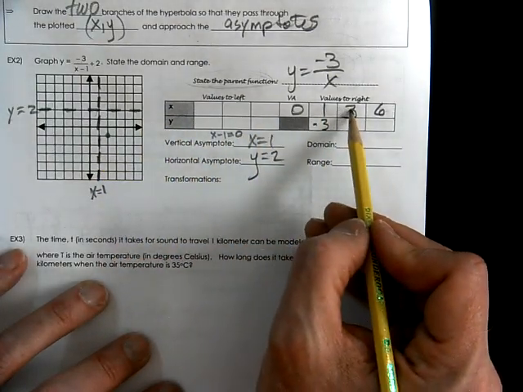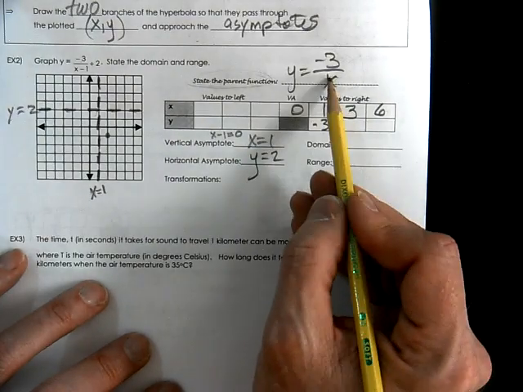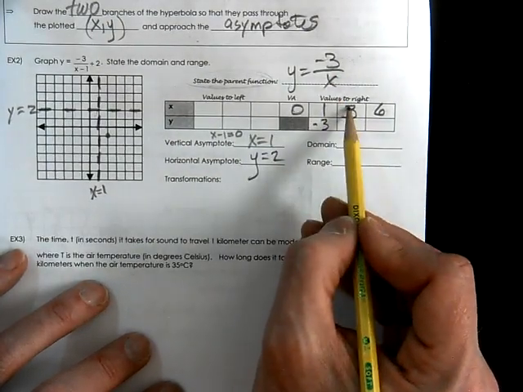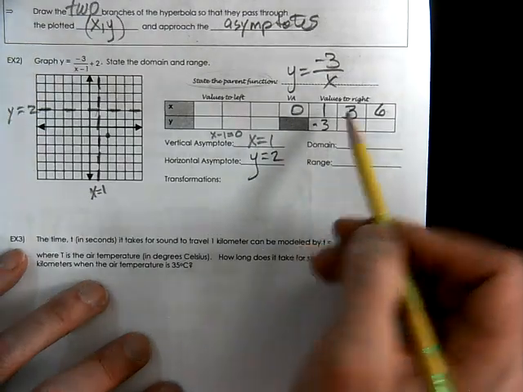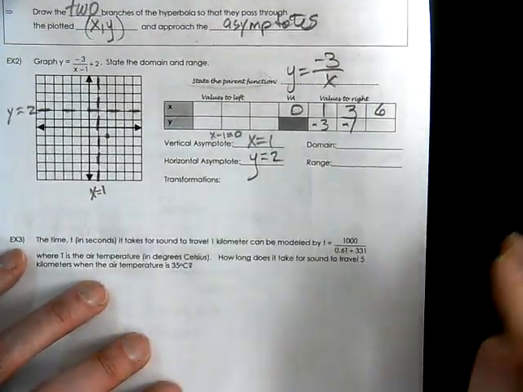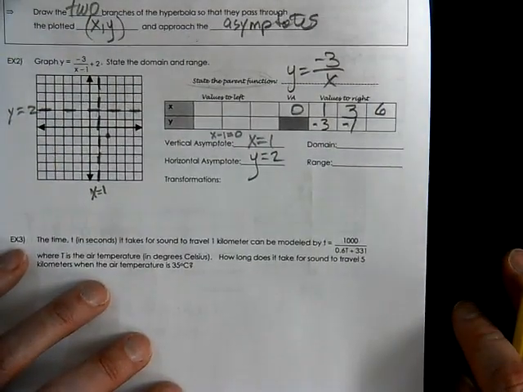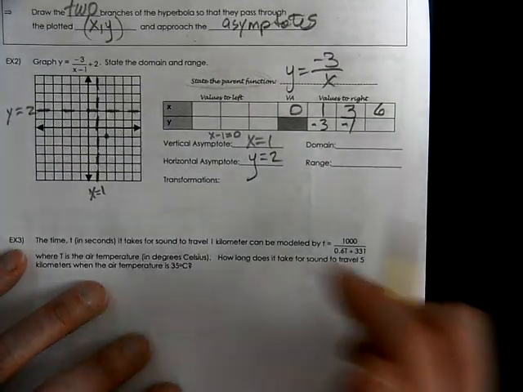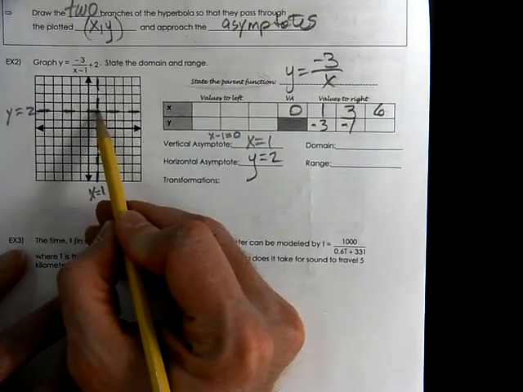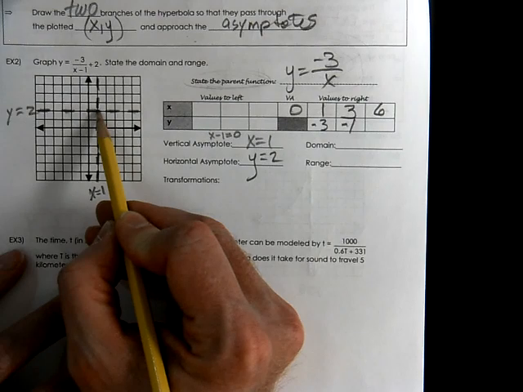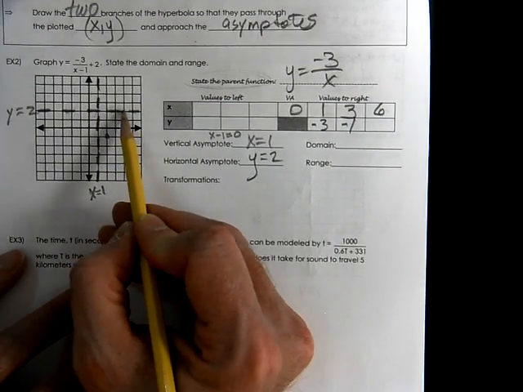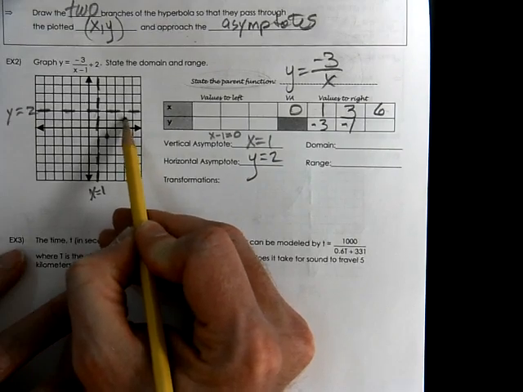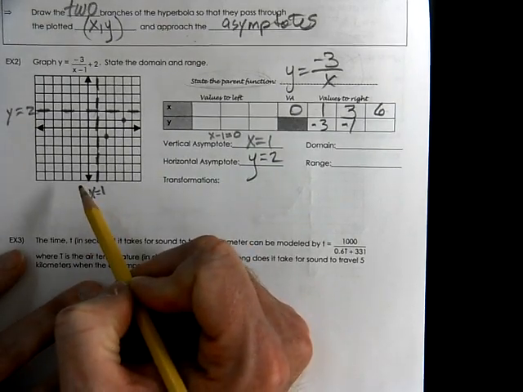Now we're going to go 3. We're going to plug 3 into here. What happens when you take negative 3 divided by 3? You get negative 1. You should be able to do this without a calculator. So what are we going to do from the origin? Right 3, down 1. That's easy enough.